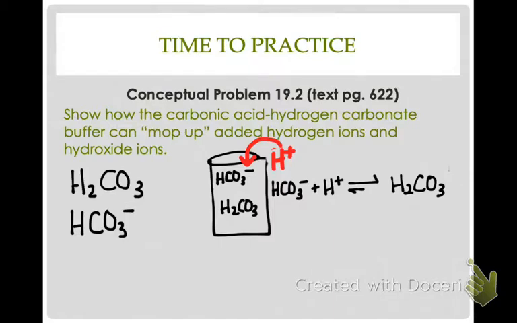Now, if we added excess hydrogen ions and there wasn't enough of the hydrogen carbonate ions to pick up those hydrogen ions, then the pH would get lower and your solution would become more acidic. But in this case, the question was just asking you to write that reaction, and this would be the reaction that you would write for the addition of hydrogen ions to that buffer system.